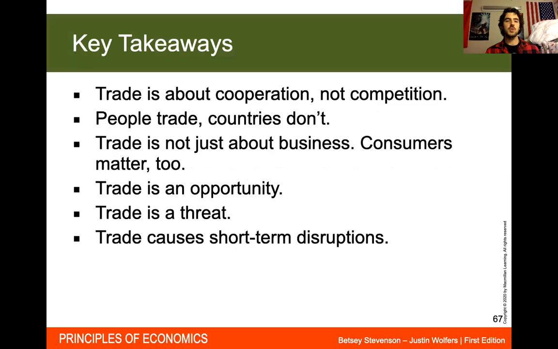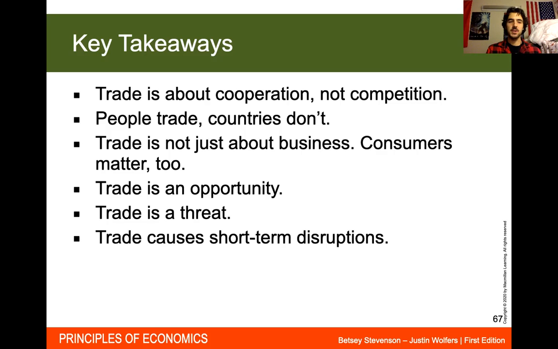Key takeaways from this is trade is about cooperation, not competition. The more we work together, the more that everybody gets out. Remember that people who trade never lose out. Trade is always going to help out. It's not just about business. Consumers matter too. Oddly enough, consumers don't have a big voice in what happens in the overall market of the world in the United States, even though we're the ones who provide the most to it because we buy everything.